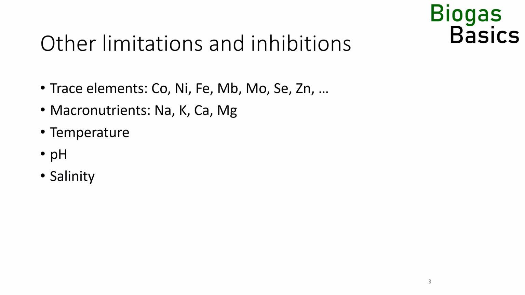Salinity is another environmental factor that can affect the growth rate. Individual microorganisms have adapted to specific environments. Typical salinity optima are around 0.9% and 3.5% sodium chloride, which is the optimal salinity for marine microorganisms.